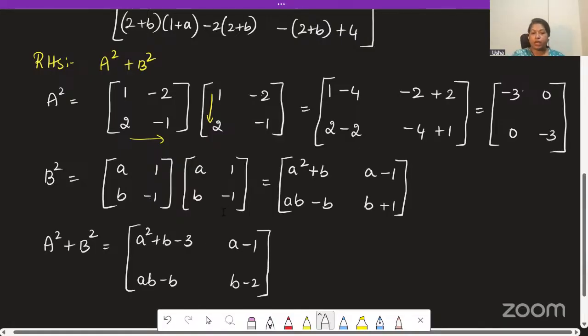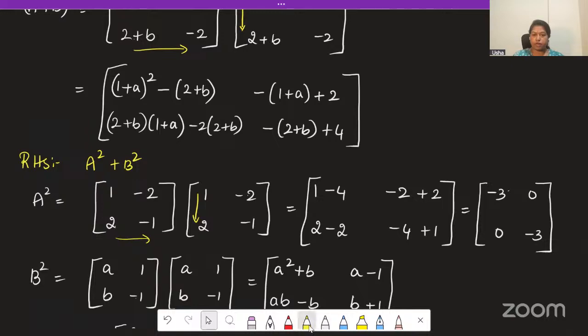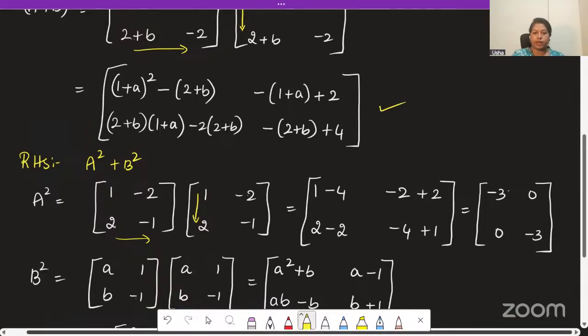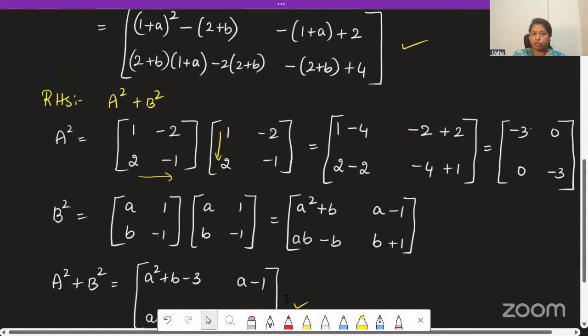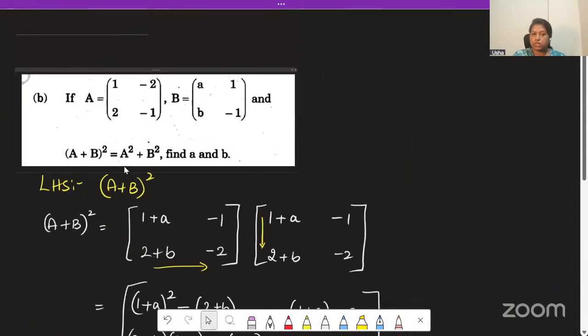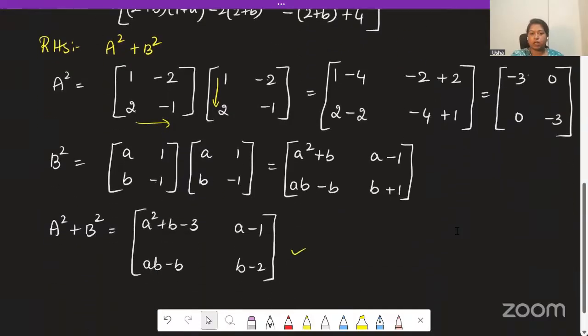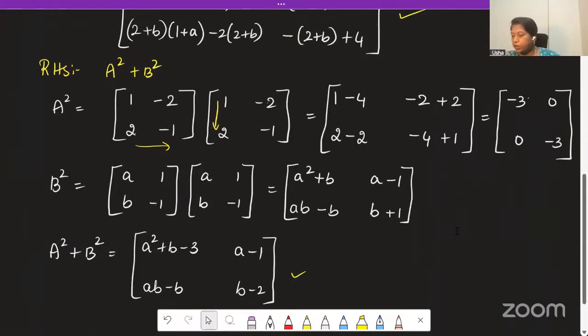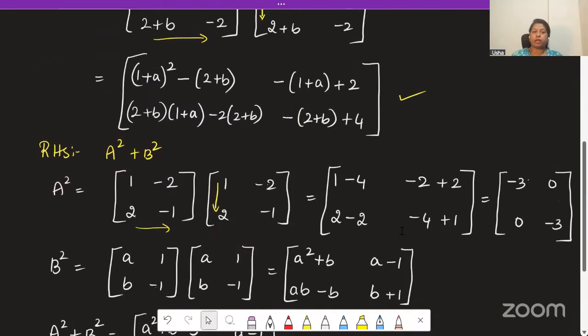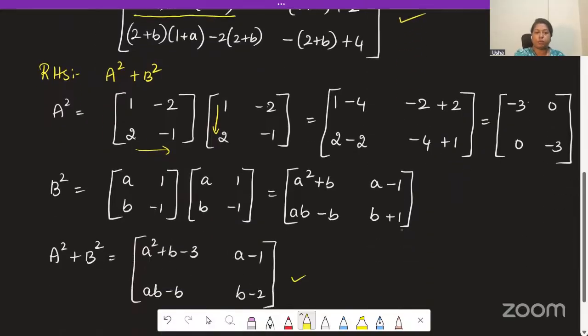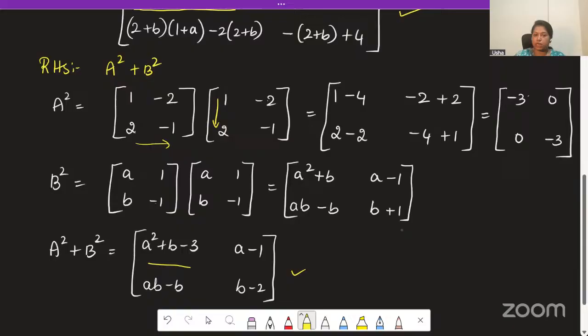Okay. Now we have our LHS ready. This is our LHS part. And this is our right hand side, RHS part. Now they have given a plus b whole square is equal to a square plus b square. Now these four elements we have to equate. So what we have to do is, we'll not equate everything. Look at this first term. 1 plus a whole square minus of 2 plus b equals to a square plus b minus 3.